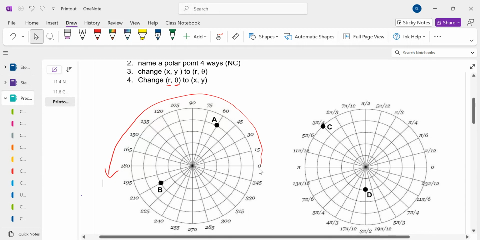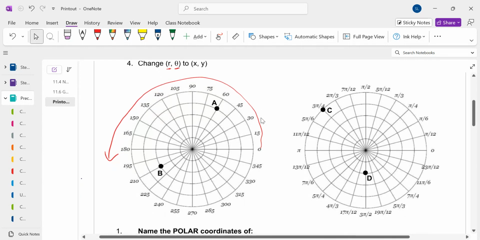0 is straight out to the right, 90 is straight up, 180 is straight to the left, just like our unit circle. This one has more denominations than just what the unit circle had. You see we have 15, 45, but essentially it's going to work the same way. On the right, we have the radians, again, very similar to how our unit circle operates.